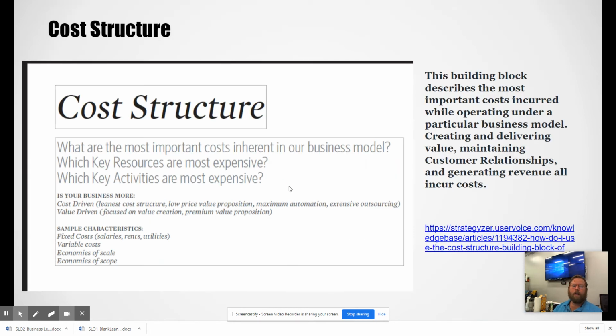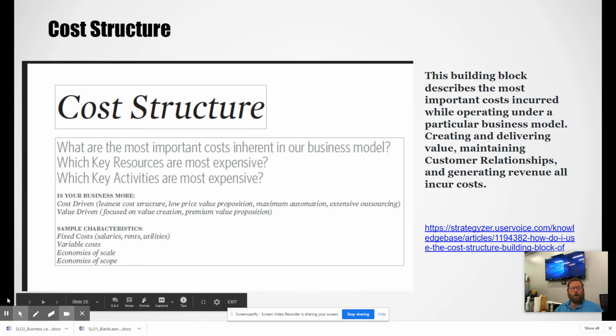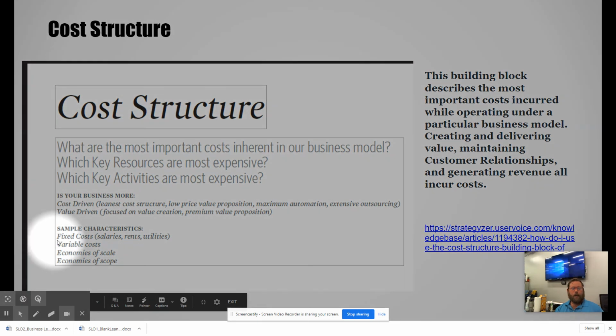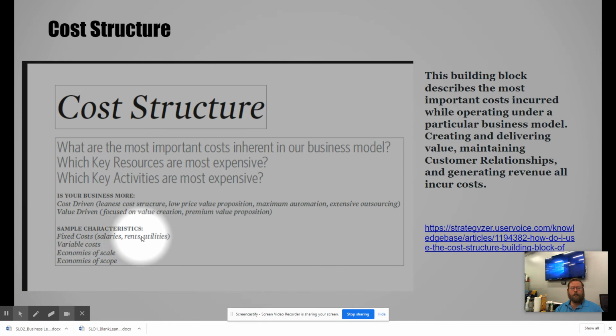Absolutely, it can. Now, when we look at cost structure, guys, this tells you what all the costs of the business are. We have what are called fixed costs, which are things that don't really change over time: salaries, rents, utilities, overhead. Variable costs are things that might occur that you just don't know when they're going to occur. That could be machines breaking down, infrastructure breaking down, or the need for something in a moment that you didn't anticipate. Economies of scale are how we ratchet up production to reduce costs.